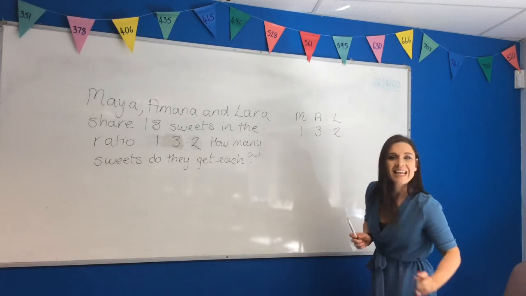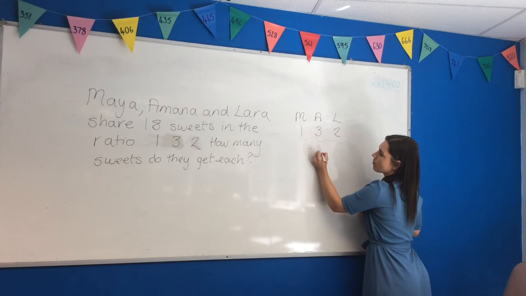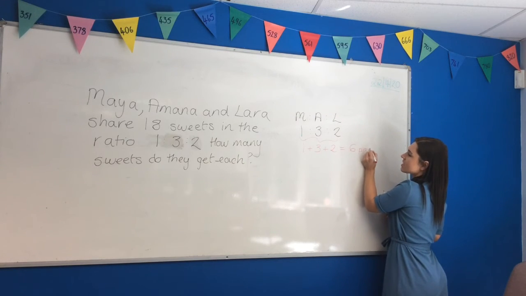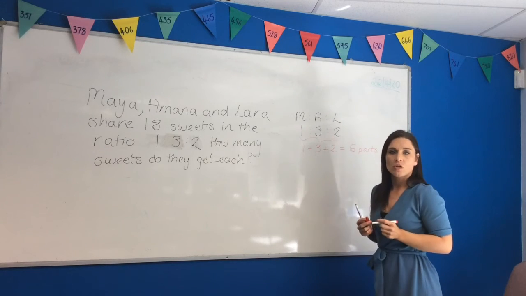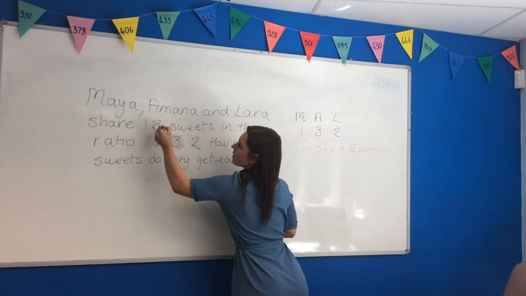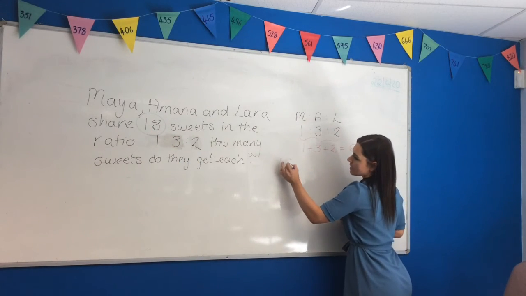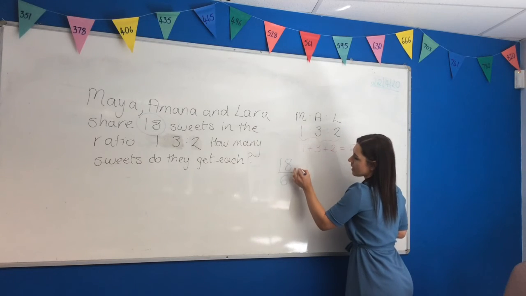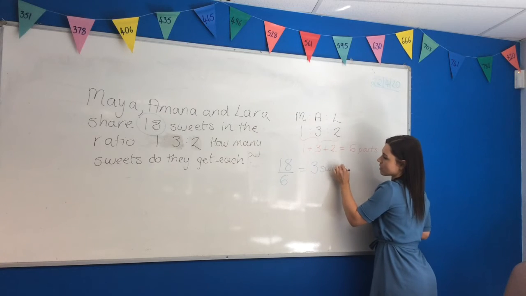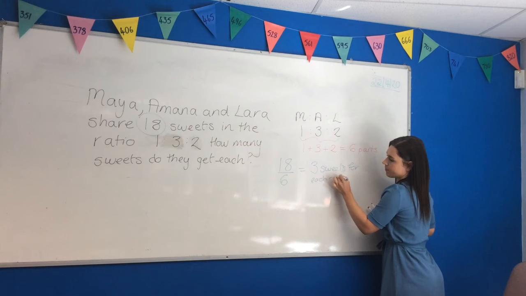So first step, let's add the parts of our ratio together. 1 plus 3 plus 2 gives us 6. So there are 6 parts in total. Let's take the total number of sweets. Here, these 3 girls are sharing 18 sweets. So 18 divided by 6 gives us 3. There are 3 sweets for each part of the ratio.